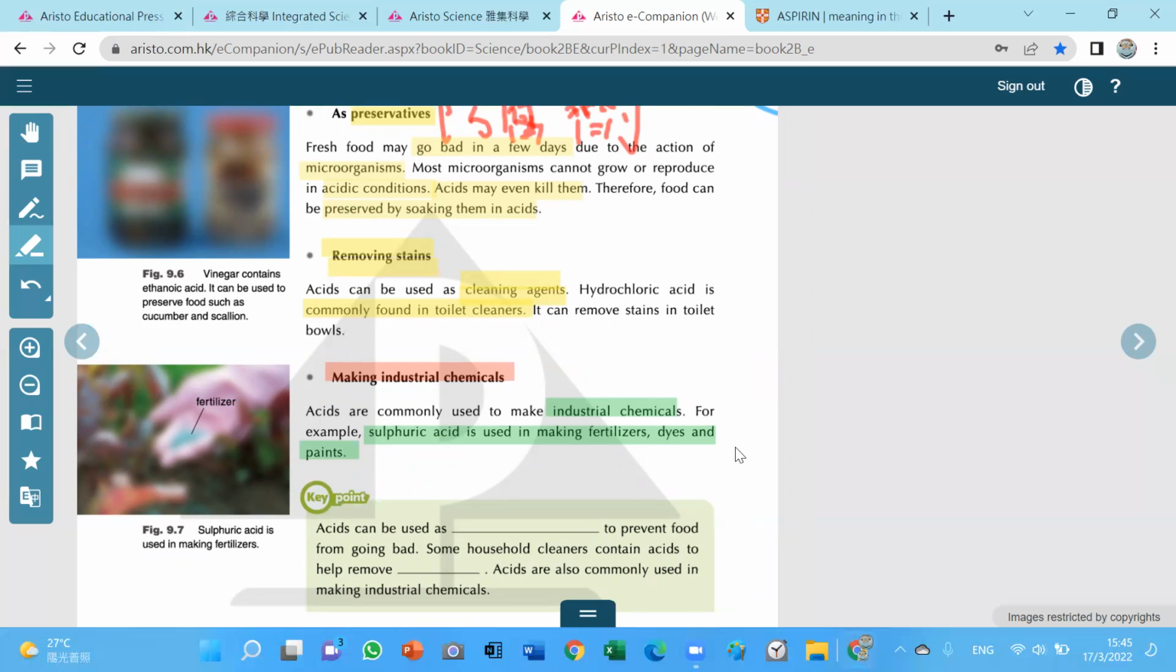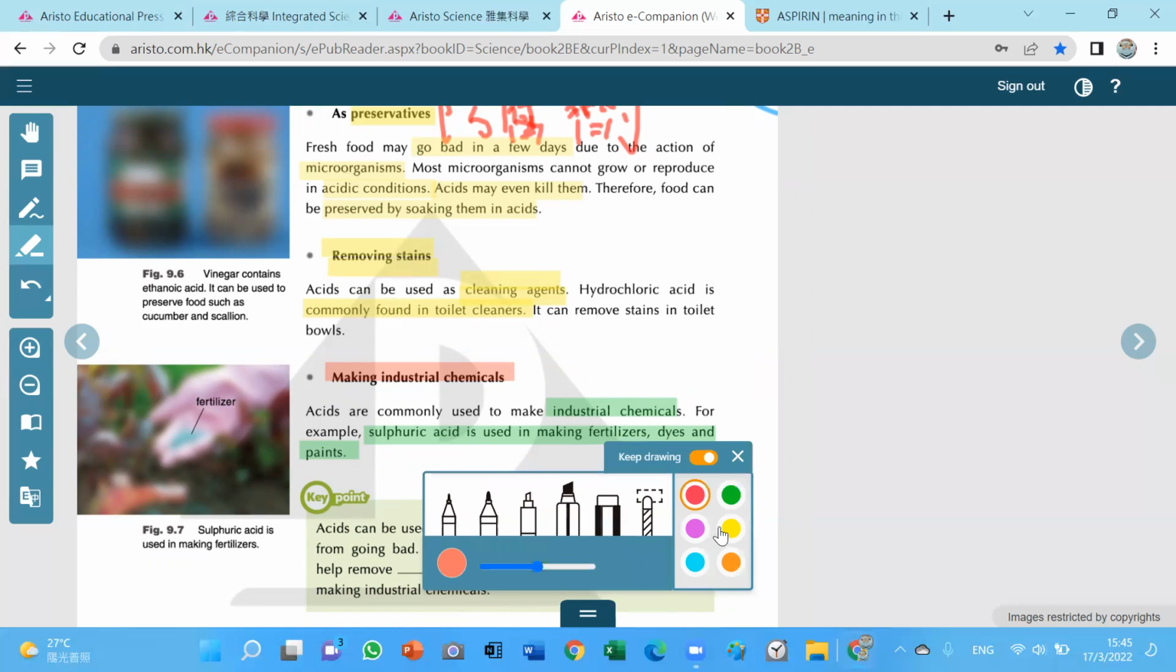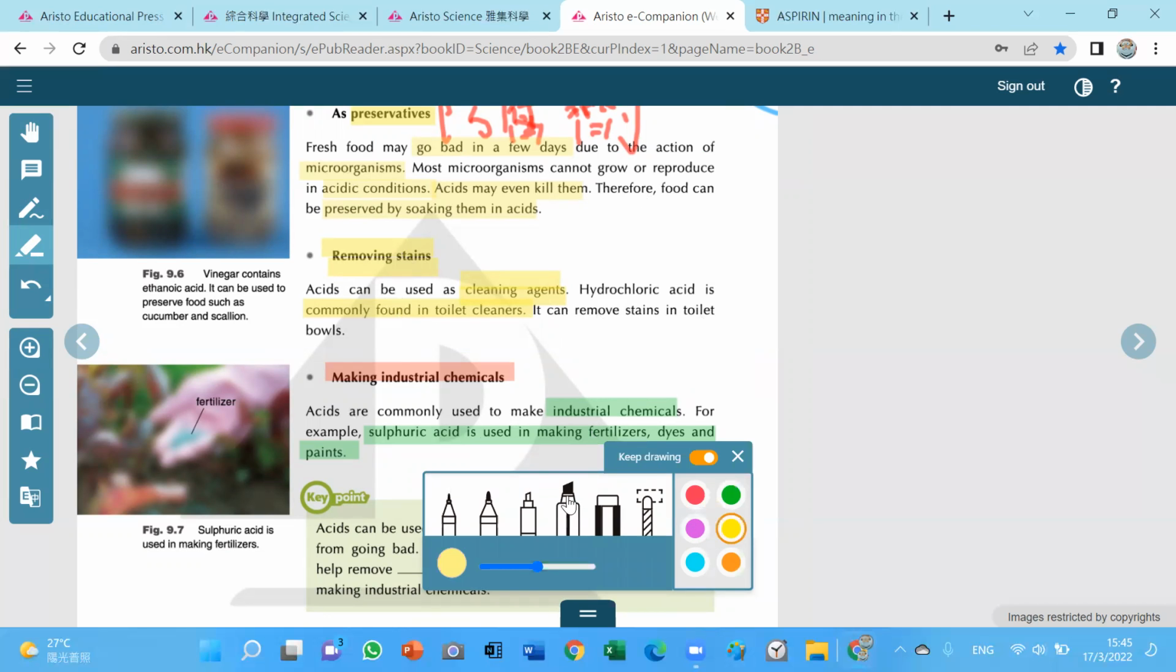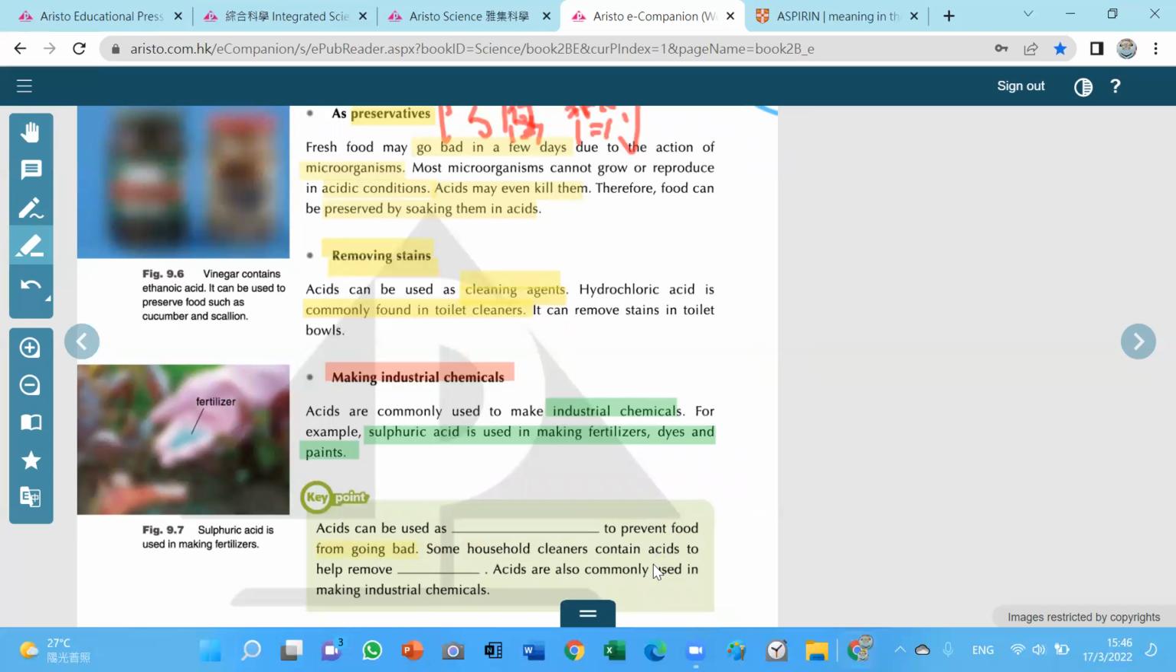So key point. You do it by yourself. I don't write anything here. So acids can be used as preservatives to prevent food from going bad. So some household cleansers contain acids to help to remove stains. Acids are also commonly used in making industrial chemicals.